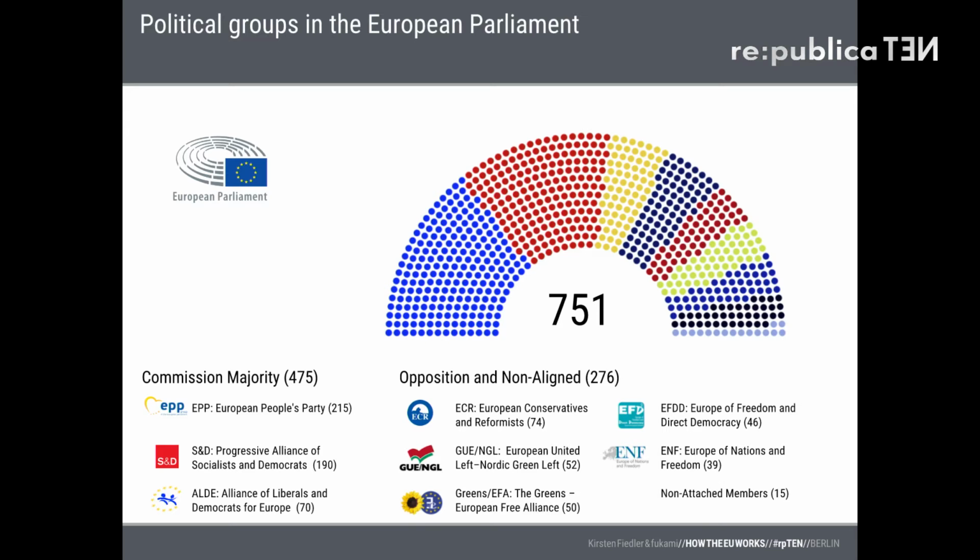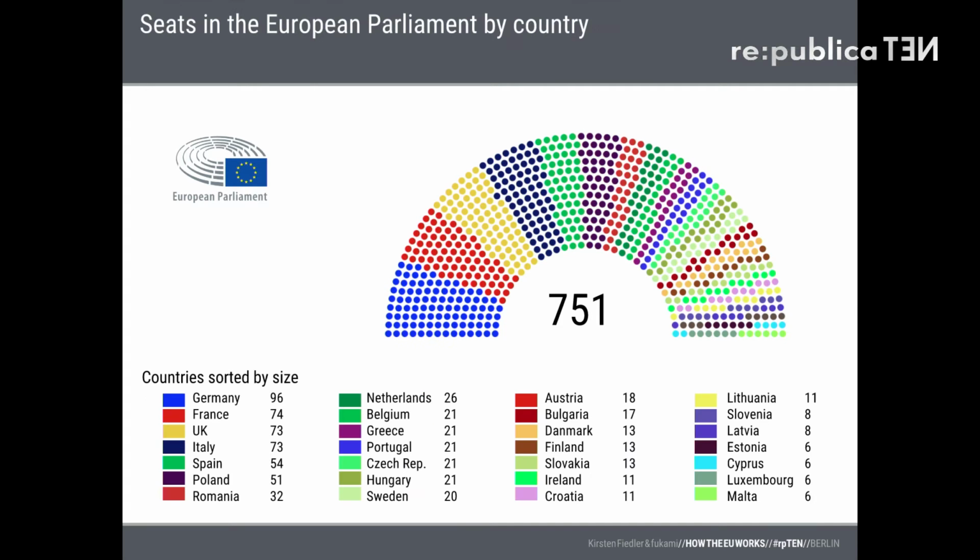Then there's also the Green Group with 50 members. It also includes 1 pirate, Julia Reda. Then we have the ALDE group, the yellow ones here, which are the liberals, and they also include, for example, the FDP and D66 in the Netherlands. Then there's also the European United Left with 52 seats. And yeah, all these right wings, EFDD and ENF.